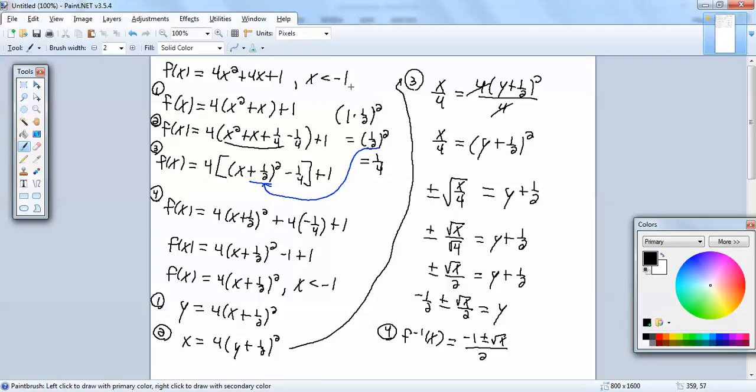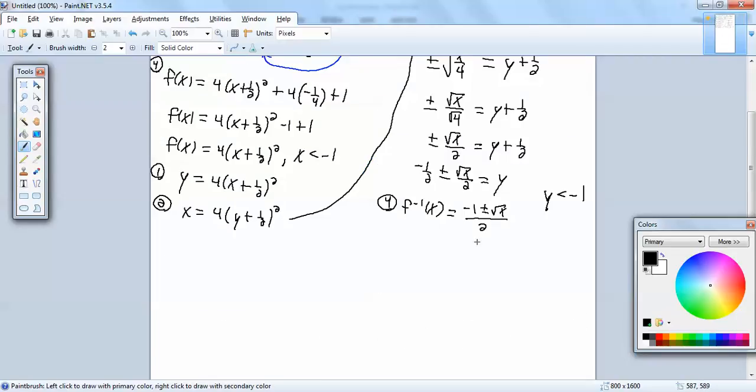Now remember our original domain. X is less than negative 1. Well, for our inverse, that swaps. That becomes y is less than negative 1. Well, if I think about this and how it'd work out, it's got to be less than negative 1. So if I add something, like if I add 10, negative 1 plus 10 is 9. 9 over 2 would not be less than. So we want to keep the minus. So we're going to have negative 1 minus square root of x over 2.